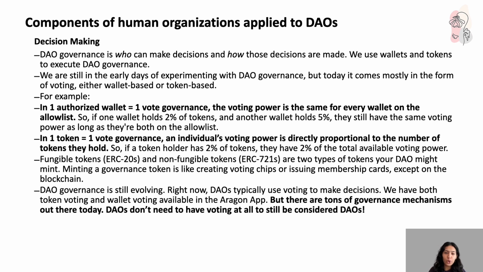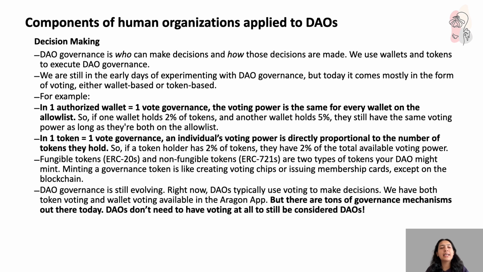However many tokens you hold in that wallet, however many keys to the crypto you hold in that wallet, if you have one wallet, you have one vote. That is it, right? And then if it's token based voting, one token is equal to one vote. So in that case, an individual's voting power is directly proportional to the number of tokens they hold. So if a token holder has 2% of tokens, they have 2% of the voting rights, voting power.